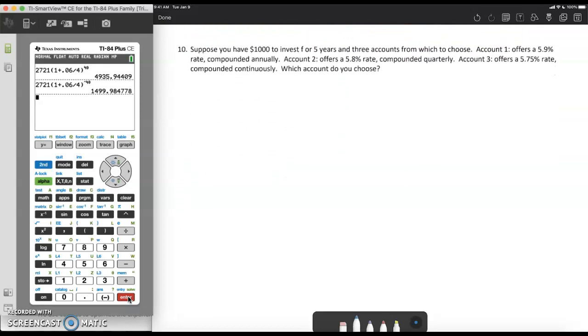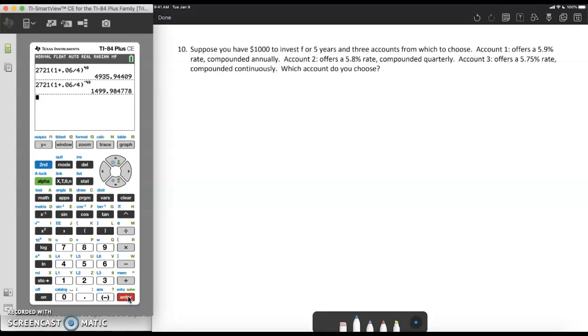Okay, so number 10 says, suppose you have $1,000 to invest for 5 years, and there are 3 accounts to choose from. Account 1 offers 5.9% compounded annually. Account 2 offers a slightly lower rate, 5.8%, but compounded quarterly. So less percentage, but more compounding. Interesting. And account 3 offers an even slightly smaller 5.75% rate, but the highest compounding, continuously compounding. Which account would you choose?